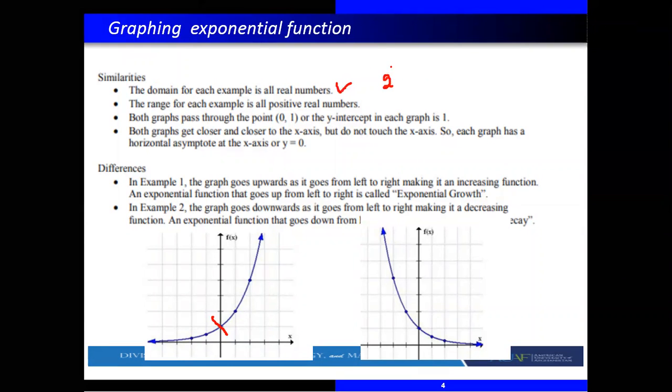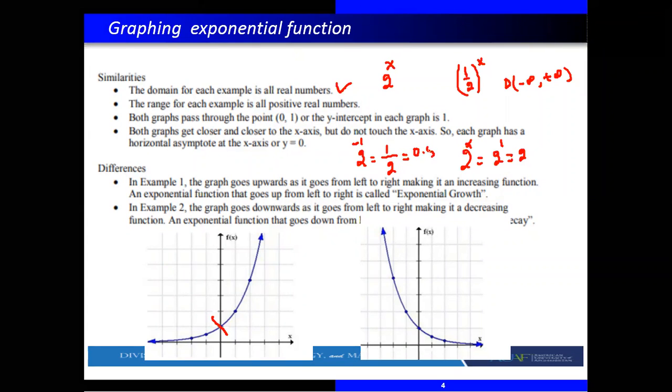If we take 2 power x, or if we take 1 over 2 power x, you can give any value. The domain will be from minus infinity to plus infinity. For example, 2 power x: if you give a positive value, 2 power 1 is equal to 2. If you give a negative value like 2 power minus 1, we can write it as 1 over 2, which is equal to 0.5. It will always give you a positive value as well.